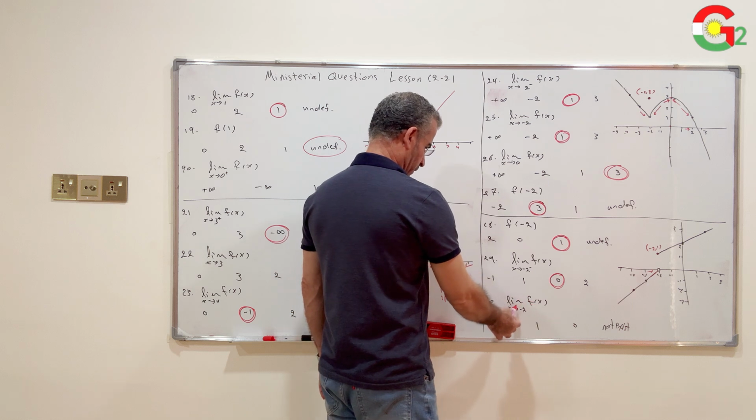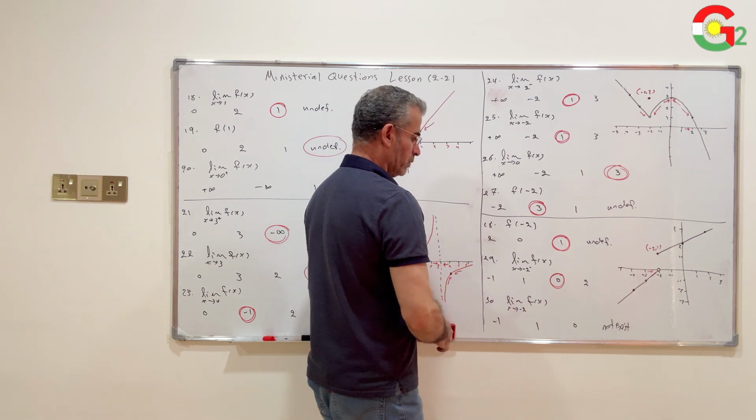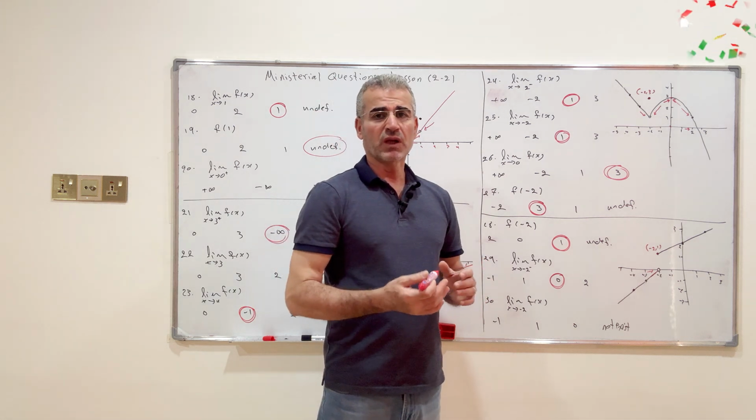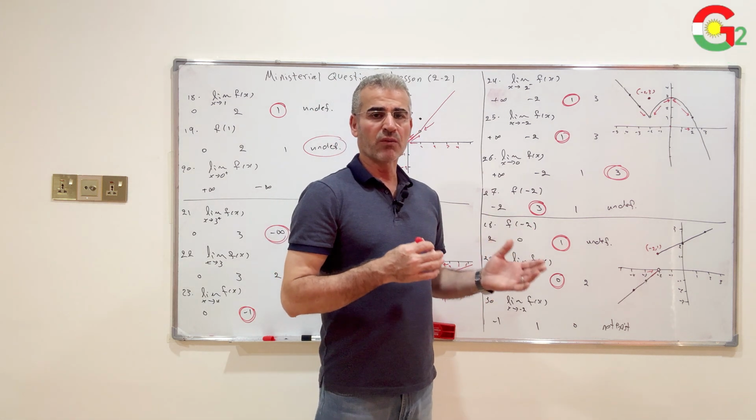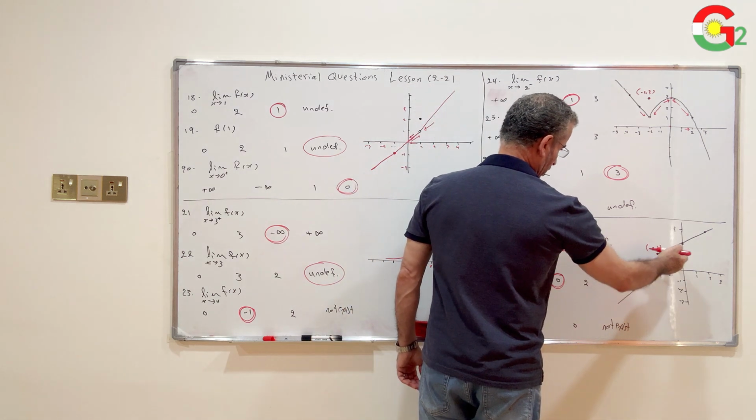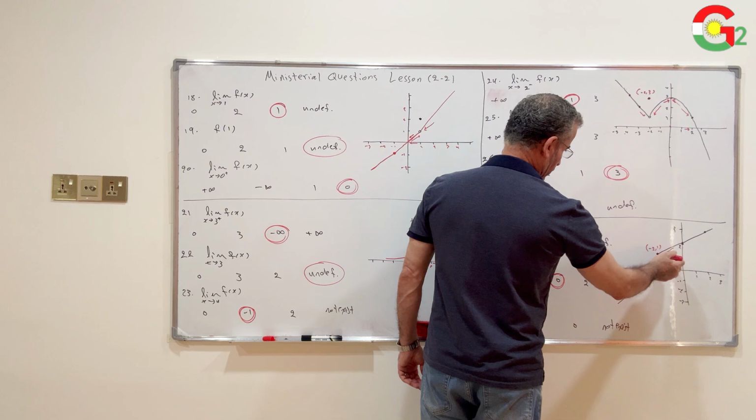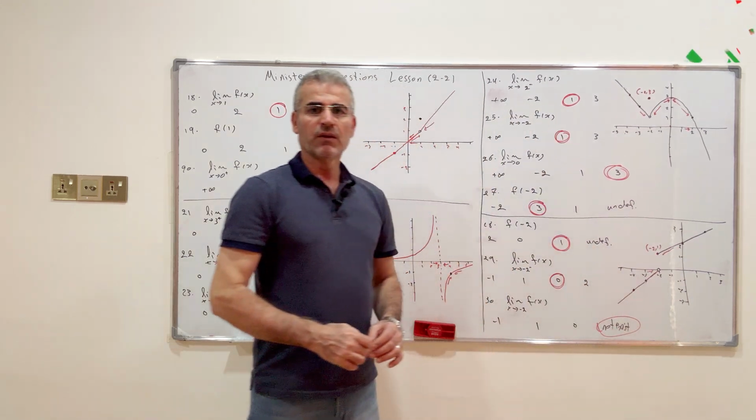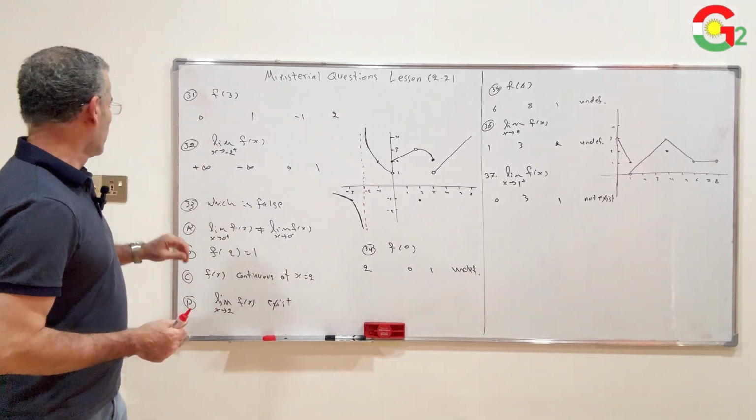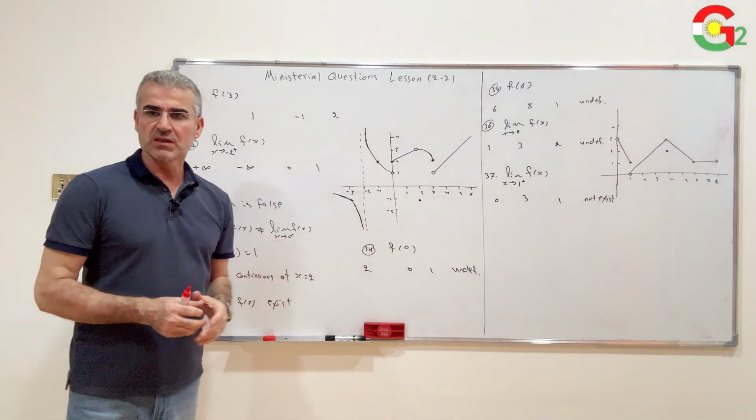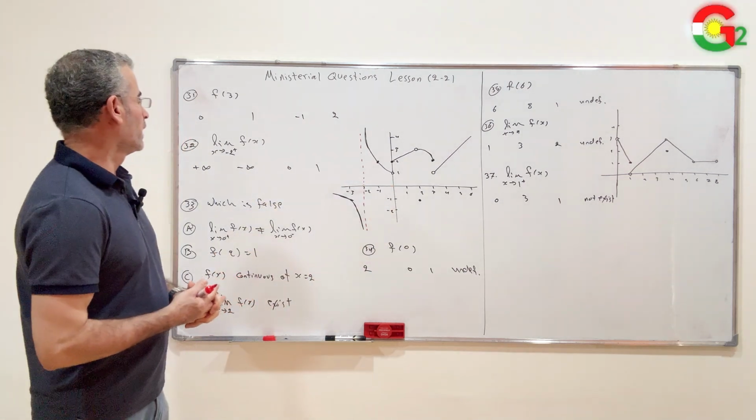Limit for f of x when x approaches negative 2. In general, for negative 2, I should find the limit from right and left. We said from left, it is 0. But from right, when x approaches negative 2, it is 1. Then the limit does not exist. Question number 31 to 34. Use this graph to answer them.